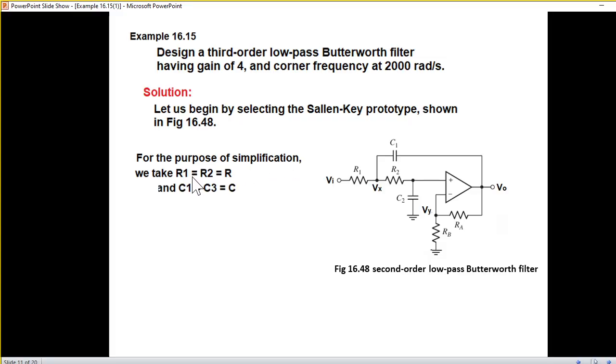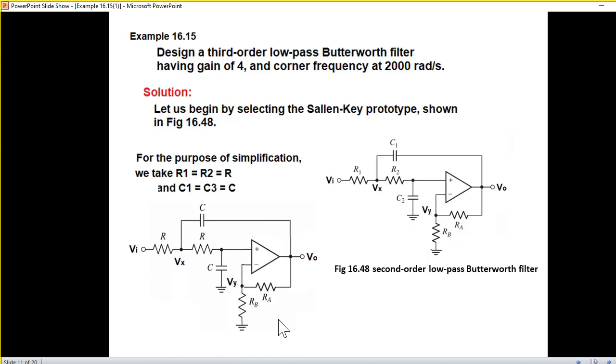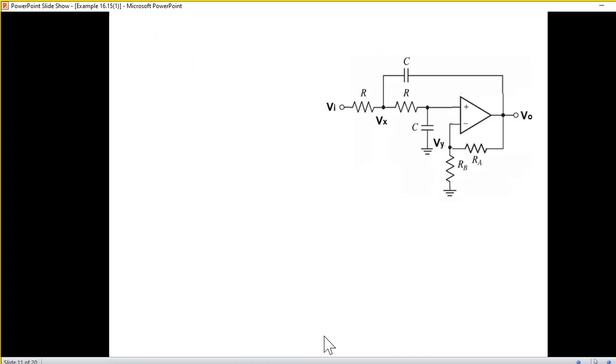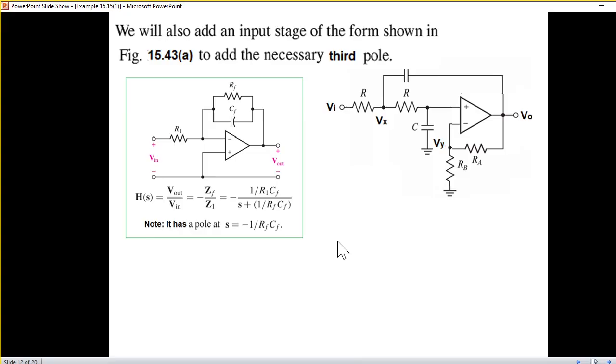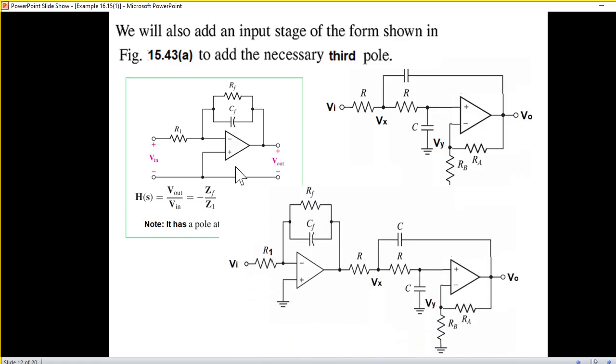For the purpose of simplification, as we discussed already earlier, C1, C2 will be called C, and R1, R2 will be called R. So this will be the simplified form. And now the first part, we had written it like this. From here, we mentioned we're getting another pole. So 2 poles from here and 1 here. So it will be a 3 pole circuit or third order circuit. So adding these two, now this will be our complete circuit.